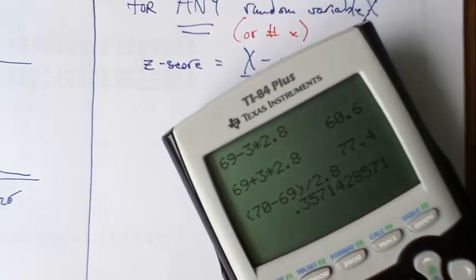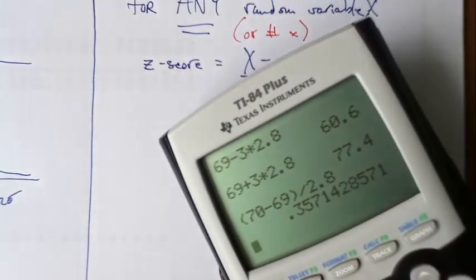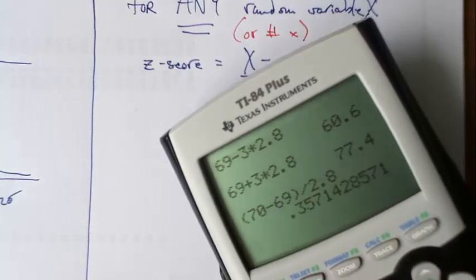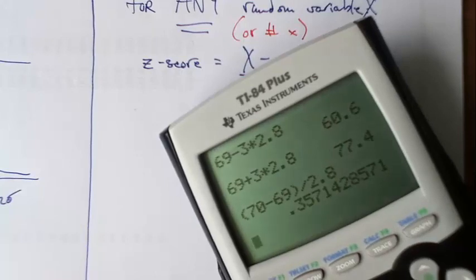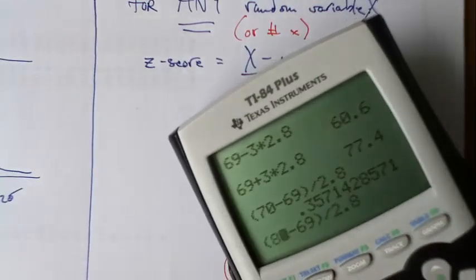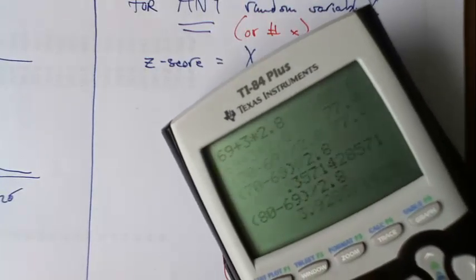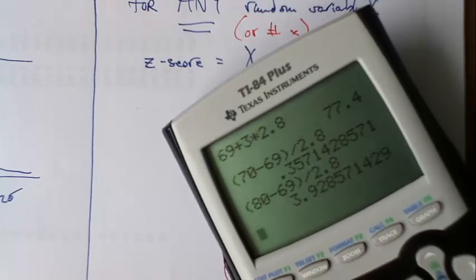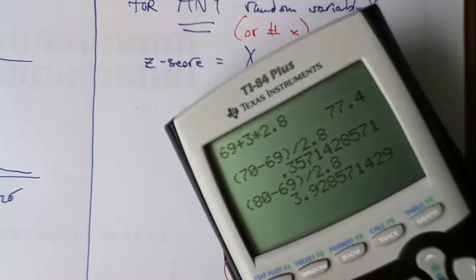Okay, so he's about 0.357 standard deviations above average. Okay, that's not too crazy. But if you saw someone who was 80 inches tall, his z-score would be 3.9. Okay.